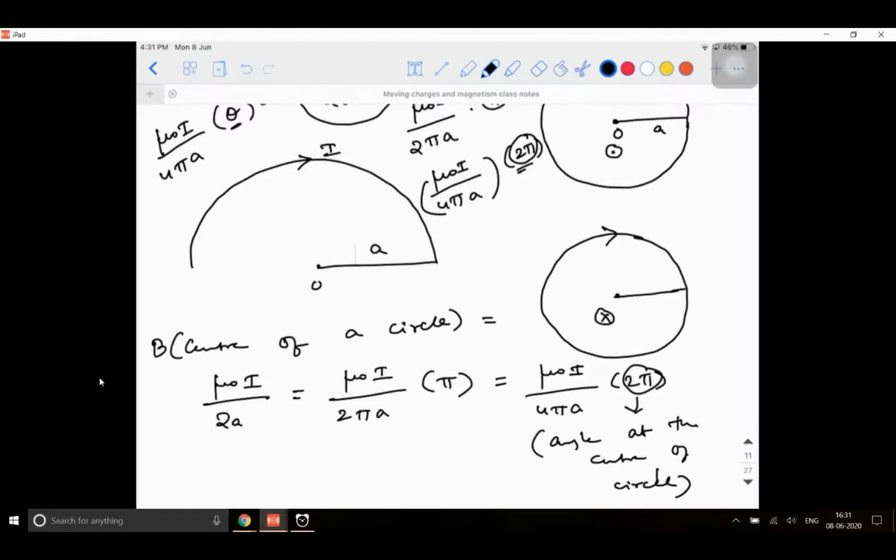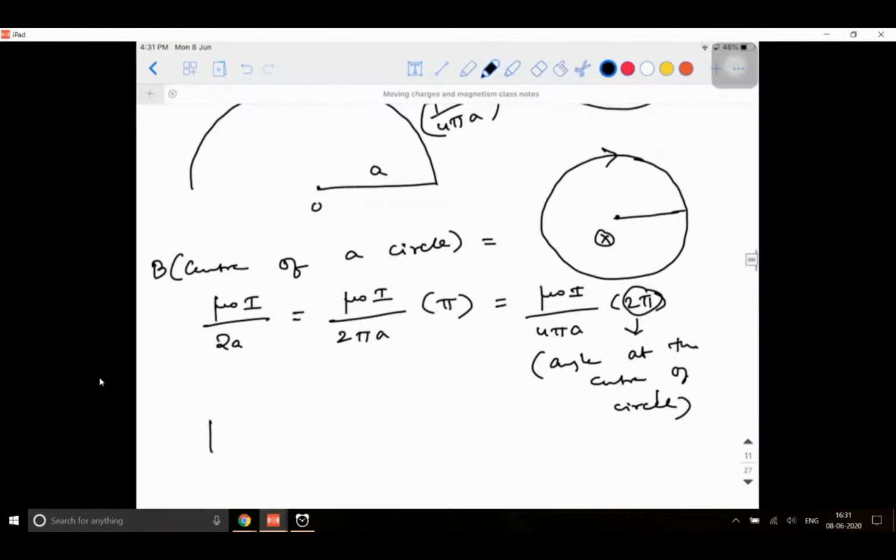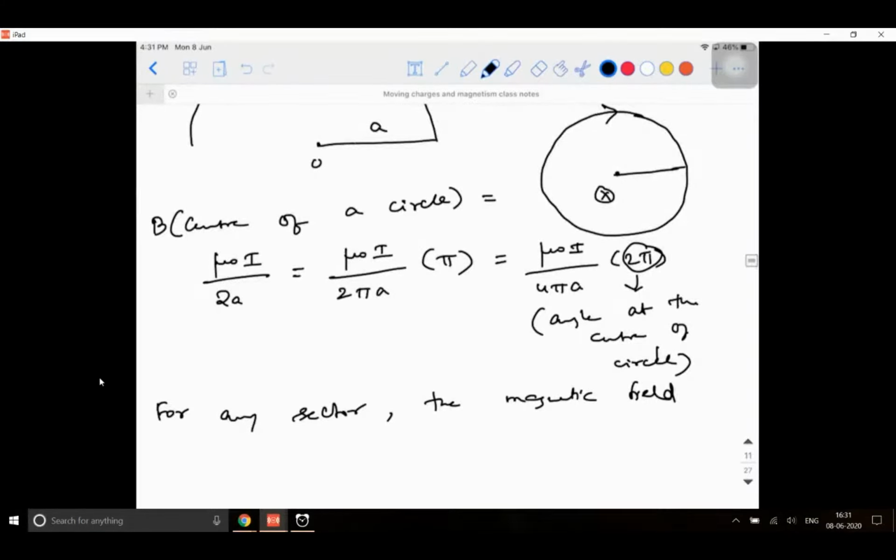Am I clear in this? So if this is going to be the case, then for any circular portion of the loop, for any sector, the magnetic field at the center, this formula is applicable only for the center. Don't do it for the axial point. For any sector, the magnetic field at the center will be equal to what? Mu naught I divided by 4 pi a.